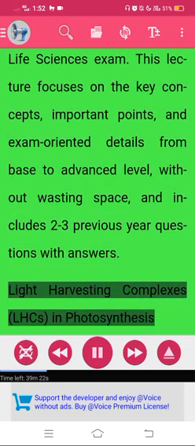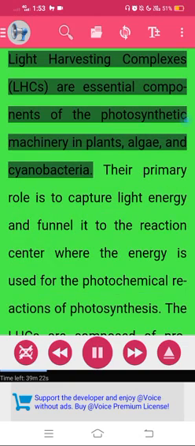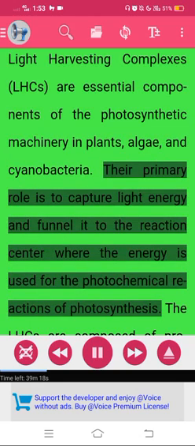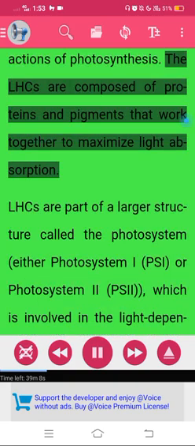Light harvesting complexes (LHCs) in photosynthesis. Light harvesting complexes (LHCs) are essential components of the photosynthetic machinery in plants, algae, and cyanobacteria. Their primary role is to capture light energy and funnel it to the reaction center where the energy is used for the photochemical reactions of photosynthesis. The LHCs are composed of proteins and pigments that work together to maximize light absorption.